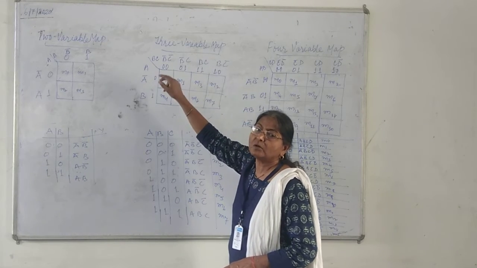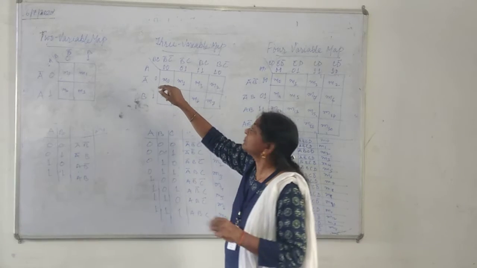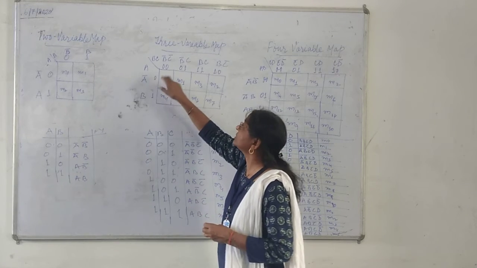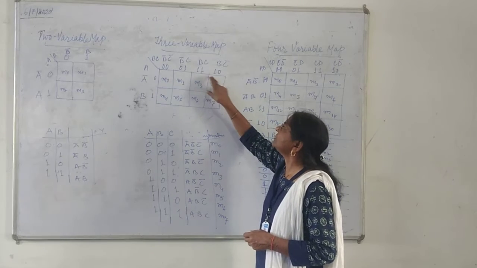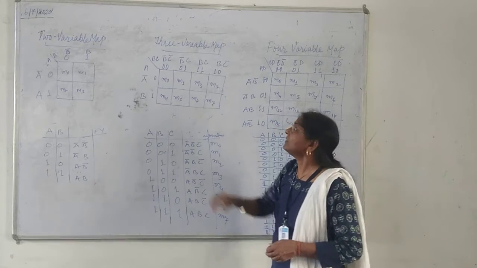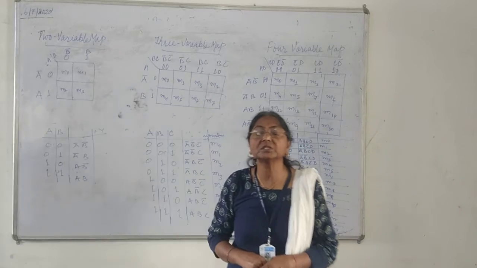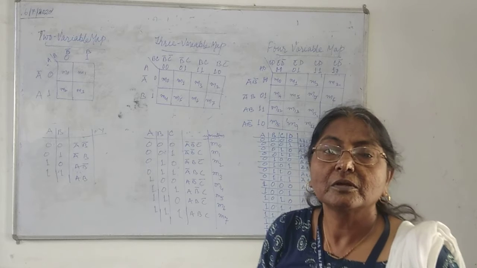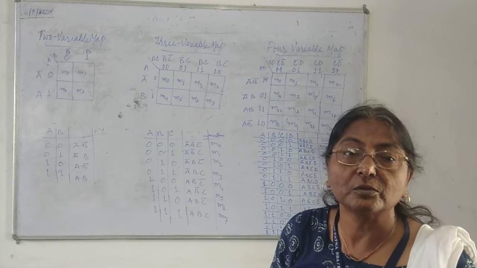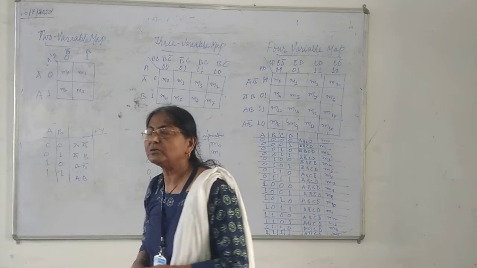And what will be the value of BC? 2 variables means it has 4 possible binary combinations. What are the combinations? 0 0, 0 1, 1 1 and 1 0. Here I have written 1 1 before 1 0. Why? Because we have used Gray code. In the K-map we always use Gray code. Gray code has one beauty.